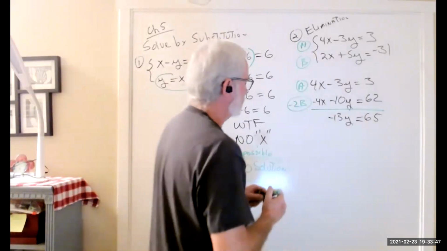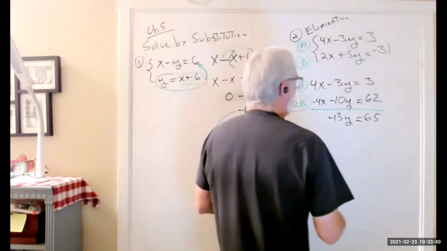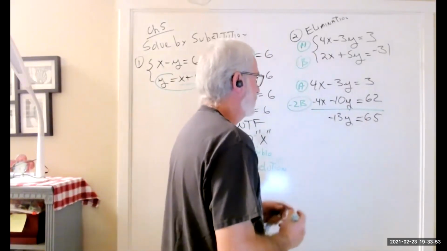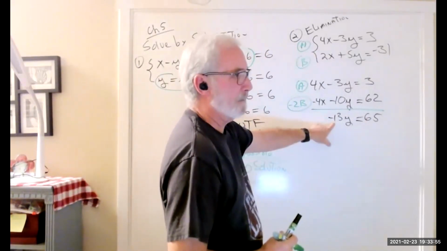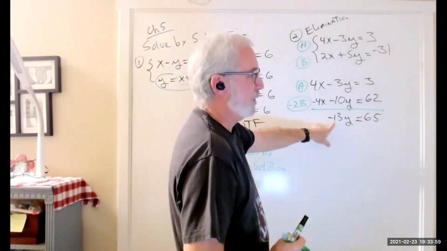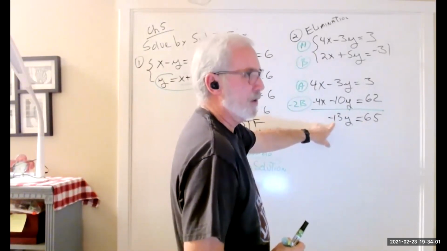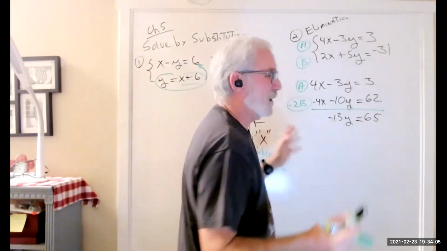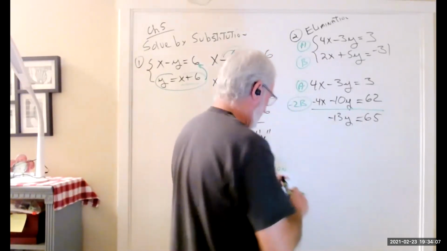Wait, why does it equal 65? Why isn't it 62? I'm adding the two equations together. Where did I get the 13 from? Oh, the 3. I'm stupid. Never mind. Well, I won't go that far. You might be blind, but not stupid. No, only I am stupid. You are not stupid.